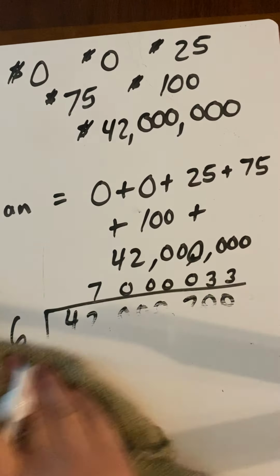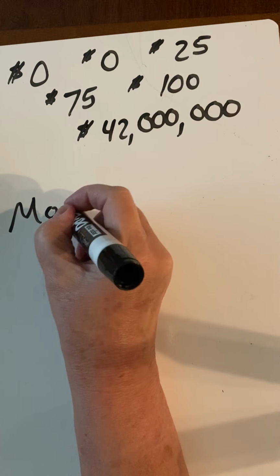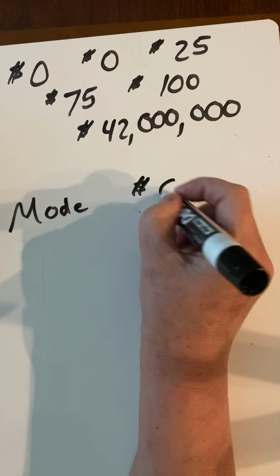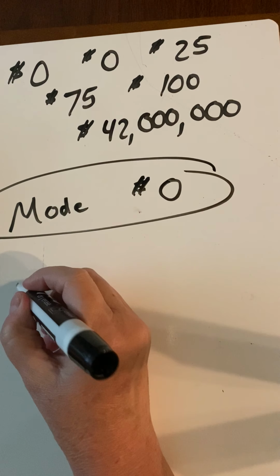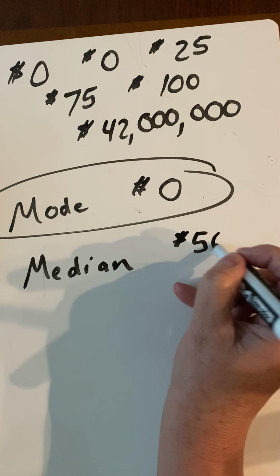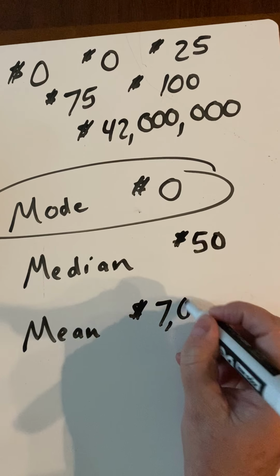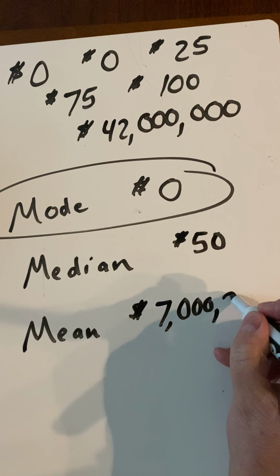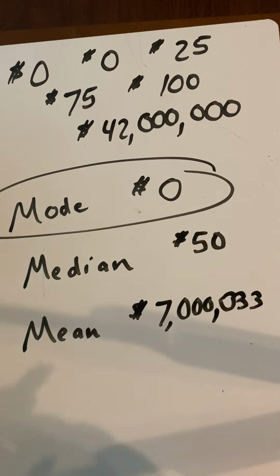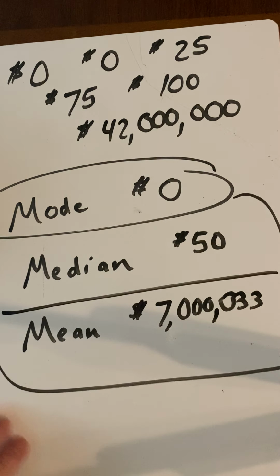Okay, what if I did the mode? And the mode is going to be what it was before. The only thing that's repeated is the $0. So my mode is 0. My median was $50. And my mean was $7,033. Okay, there we go. So here is all the different centers that I have for this data.